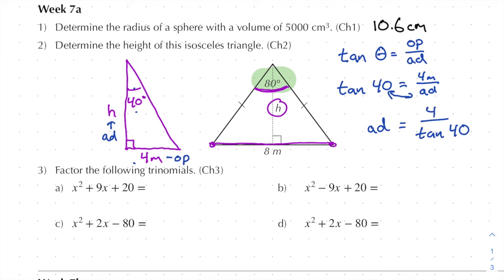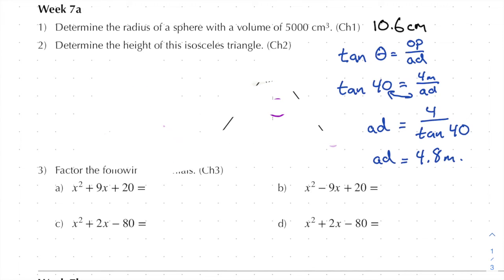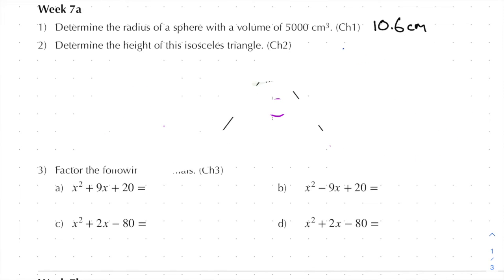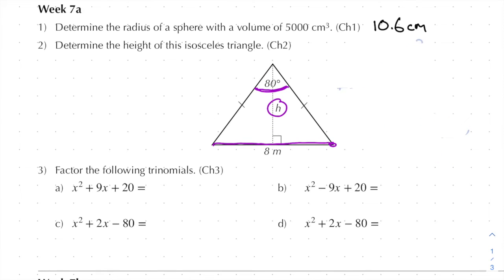Finally, I just solve that on my calculator. 4 divided by tan of 40 equals about 4.8. So my adjacent side is equal to about 4.8 meters. So in this triangle, my height is about 4.8 meters. So I'm going to erase all this work and put the answer by the question. So the height is equal to 4.8 meters.